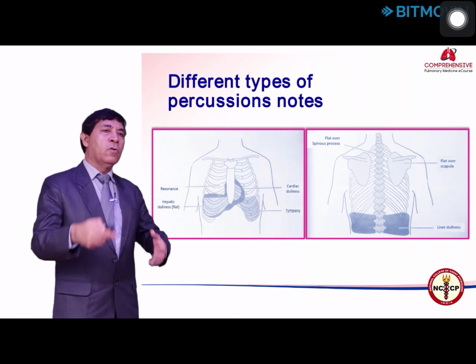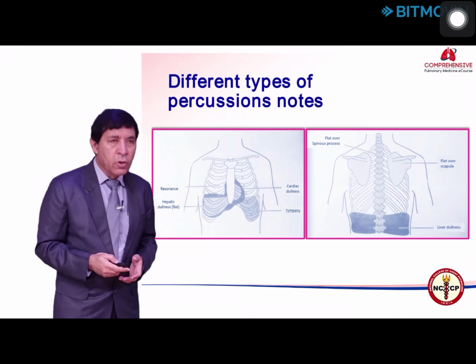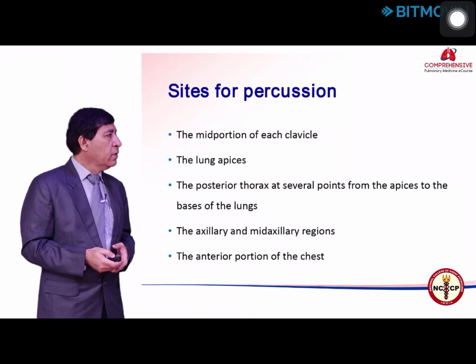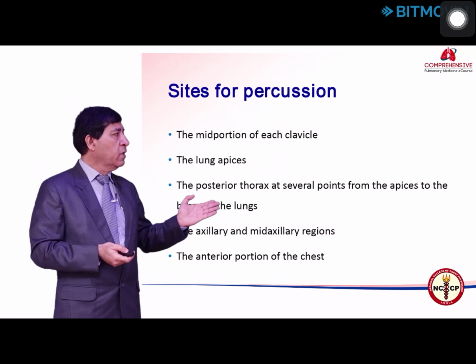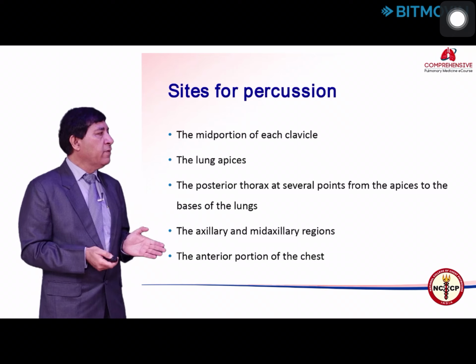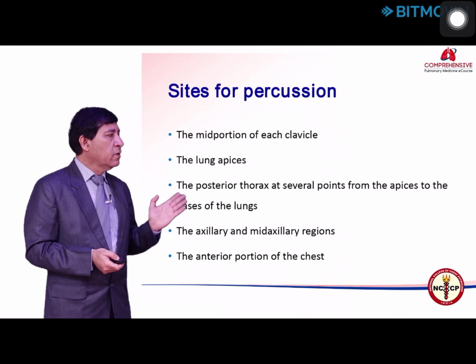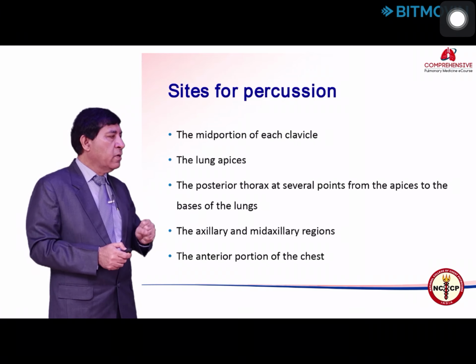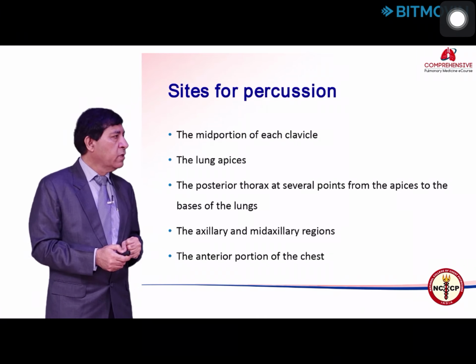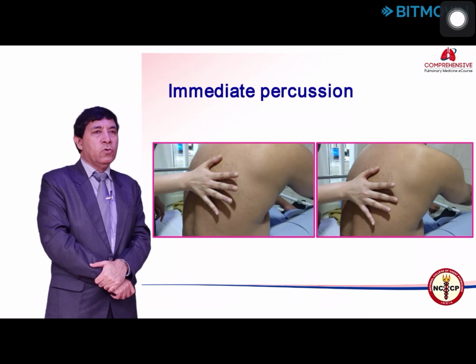So how are you going to describe your percussion findings? These are the sites, as I mentioned to you, where you are going to percuss: the mid portion of each clavicle, the lung apices, the posterior thorax, the axillae and the mid axillary region, and the anterior portion of the chest. So there are two ways you can do the percussion.